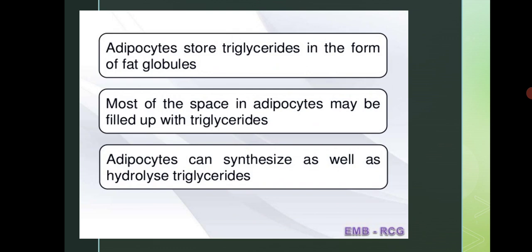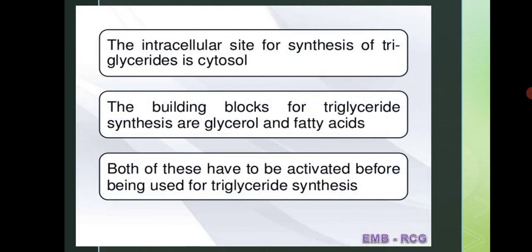Okay, adipocytes can synthesize as well as hydrolyze triglycerides. That is really a wonderful thing. We can store triglycerides in the adipocytes, plus in the adipocytes we can break these triglycerides, we can hydrolyze these triglycerides. We can store, we can form, and what we have stored and formed, we can also break it. So that we can do in adipocytes. So adipocytes play a very key role among all the organelles.